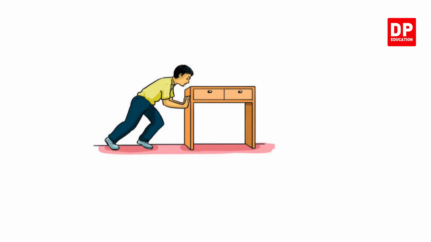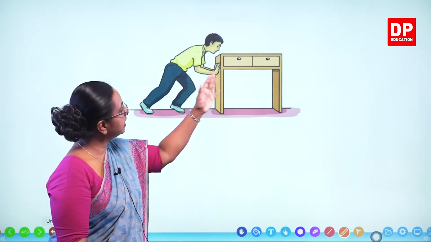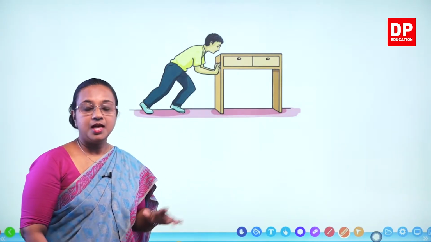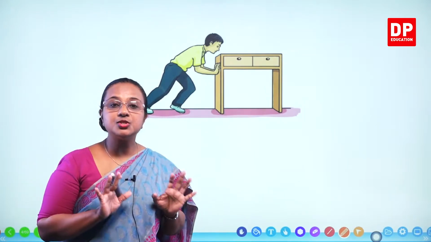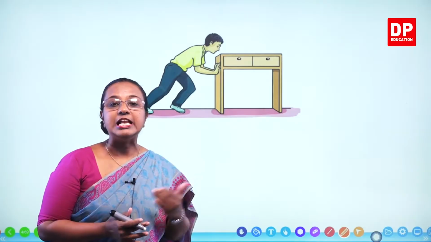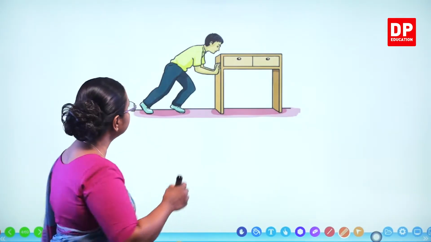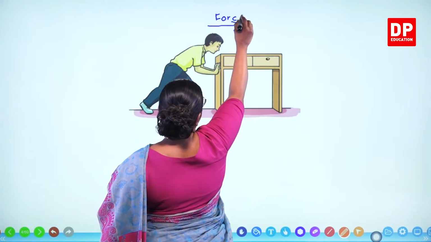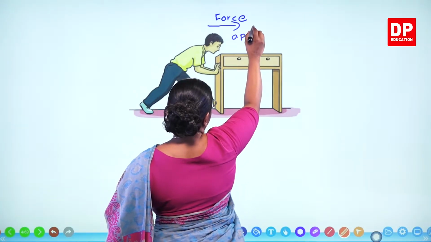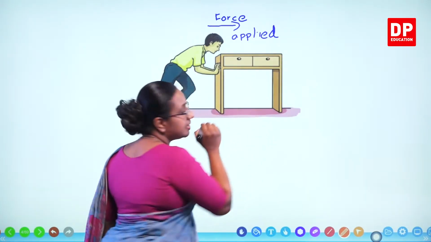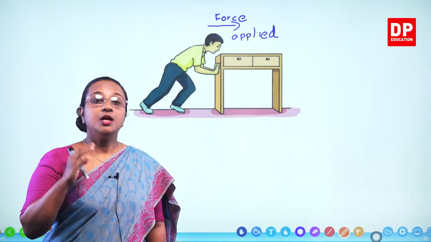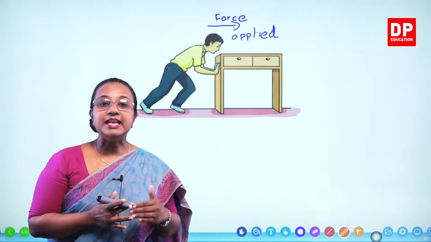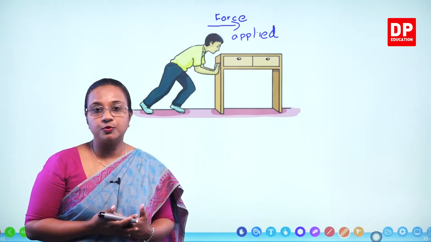So students, as you can see in this picture, there is a table at rest and the boy is trying to push the table. When he pushes the table with a small force, the table will not move. What is the reason? There is a force applied in this direction, but the table is not moving. You already know if an object has to move from rest, then there should be an unbalanced force.